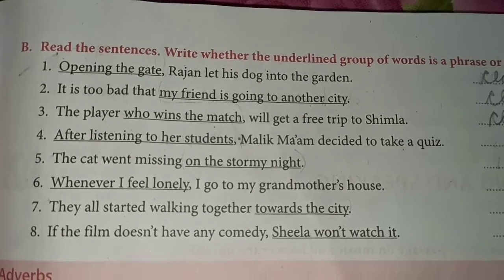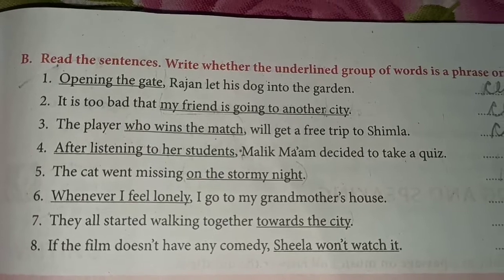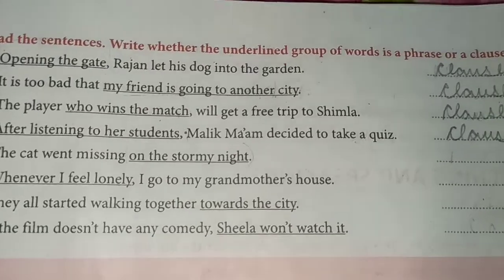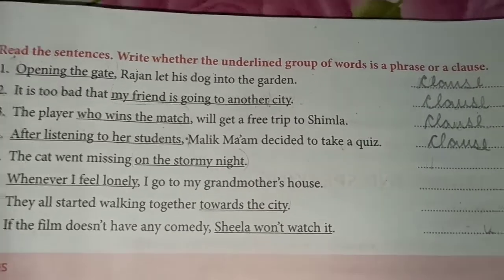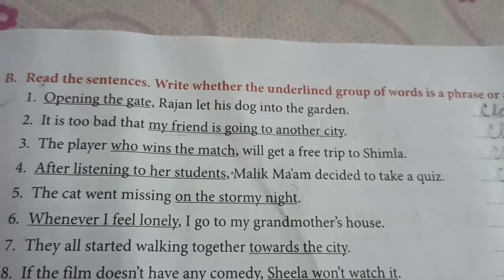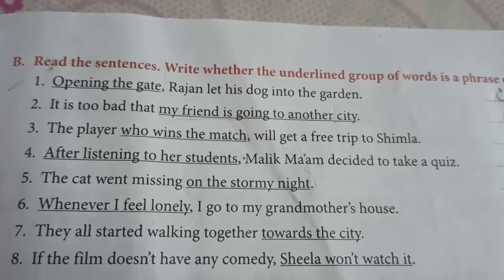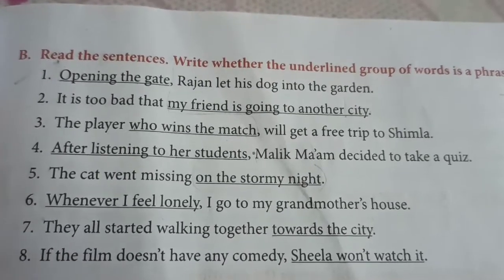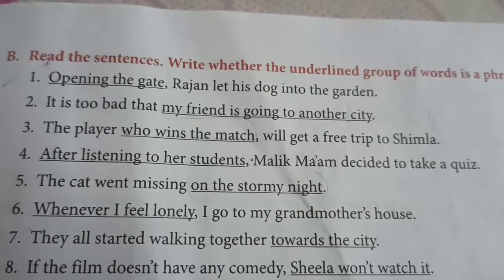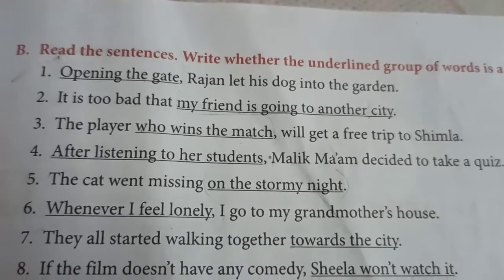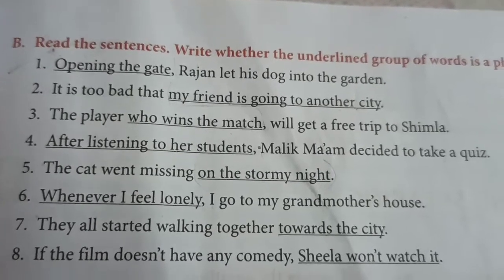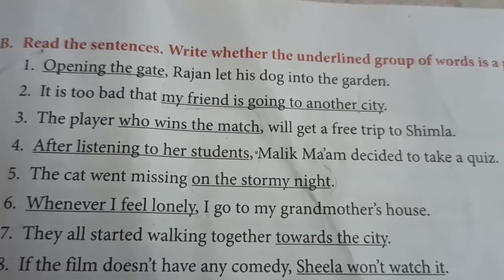The next one is the cat went missing on the stormy night. On the stormy night is a phrase because it does not have a subject or a verb and is not conveying any meaning within itself. The next one is whenever I feel lonely, I go to my grandmother's house. The words underlined are whenever I feel lonely. It is a clause because it has a subject that is I. It also has a verb that is feel and also has a predicate. Then it is also conveying some meaning, hence it is a clause.